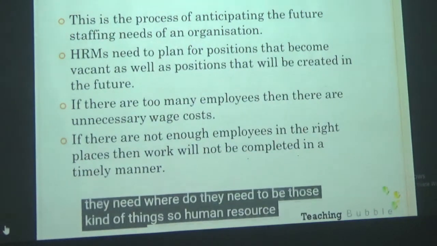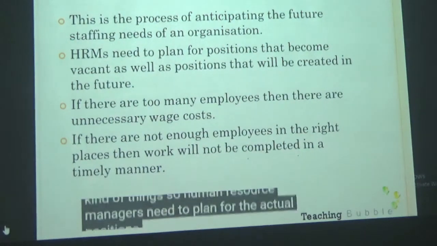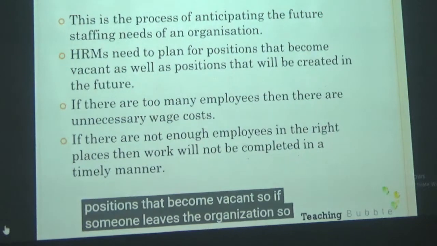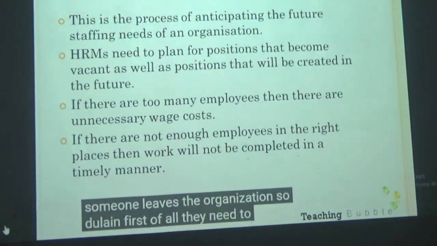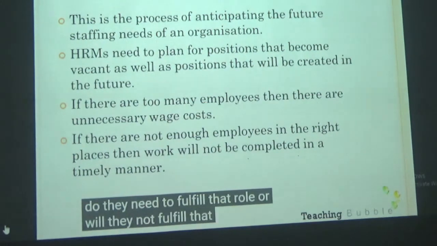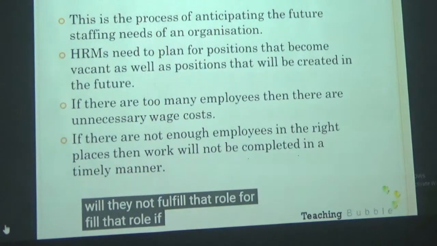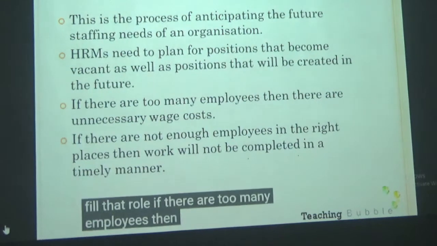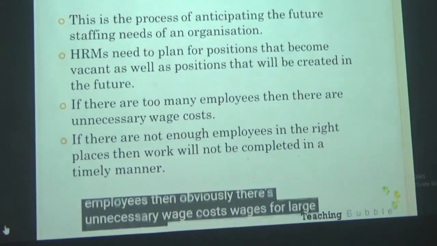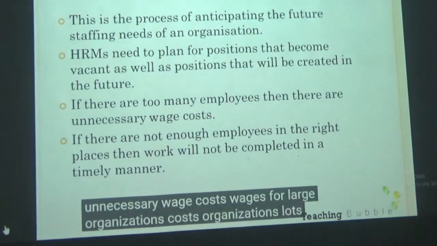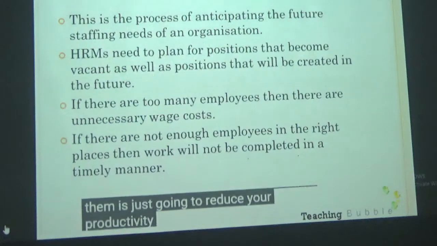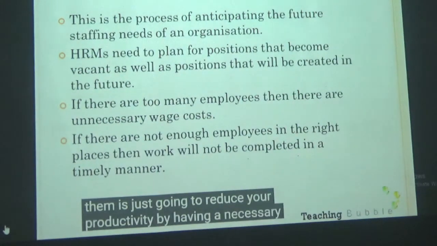So human resource managers need to plan the actual positions that become vacant, so if someone leaves the organisation. First of all, they need to decide, do they need to fulfil that role, or will they not fulfil that role? If there are too many employees, then obviously there's unnecessary wage costs. Wages for large organisations cost organisations lots and lots of money. So having too many of them is just going to reduce your productivity by having unnecessary wage costs.